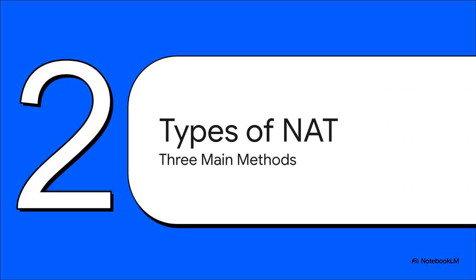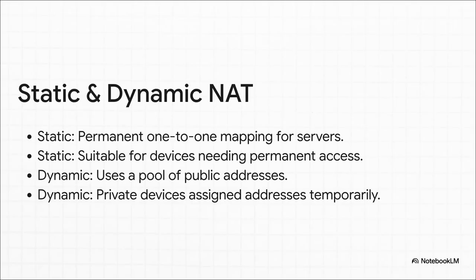Next up, the 3 types of NAT. Network administrators use different strategies here depending on what they need to accomplish. The first 2 types we have are static and dynamic NAT. Static NAT is a permanent one-to-one mapping. You lock one specific private IP to one specific public IP, forever. This is absolutely crucial if you're hosting something like a web server or an email server that the outside world always needs to find at the exact same address.